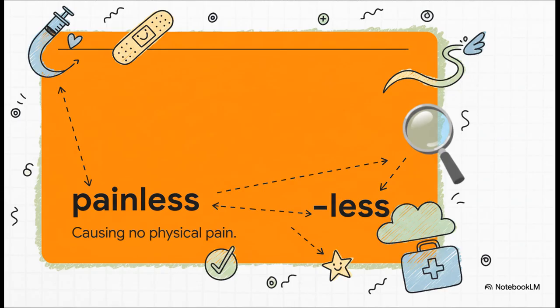Our 19th word is painless. This one is pretty easy to figure out if you look at its parts. You've got pain and the suffix less, which just means without. So, painless literally means without any pain. You might hope for a painless trip to the dentist, but we also use it to talk about any task that was just really easy. You could say, wow, that meeting was surprisingly painless.